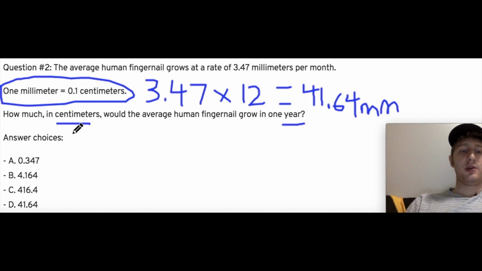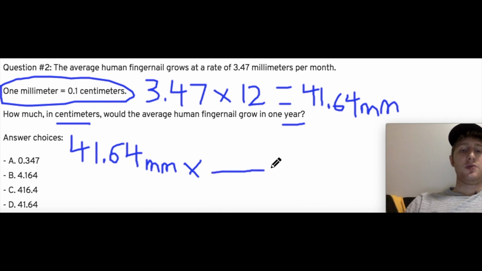Whenever you want to do a unit conversion, and this will work whether you're talking about inches to feet or whatever they happen to ask you on the test, take what you want to get rid of and start with that. So we have this 41.64 millimeters, and we want to get rid of the millimeters and go to centimeters. So let me take this: 1 millimeter equals 0.1 centimeters.